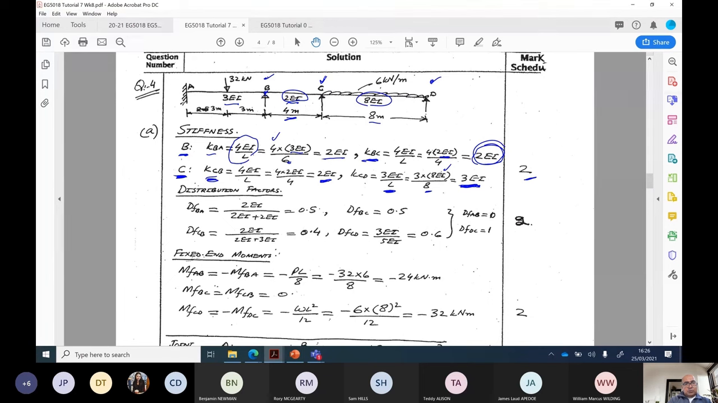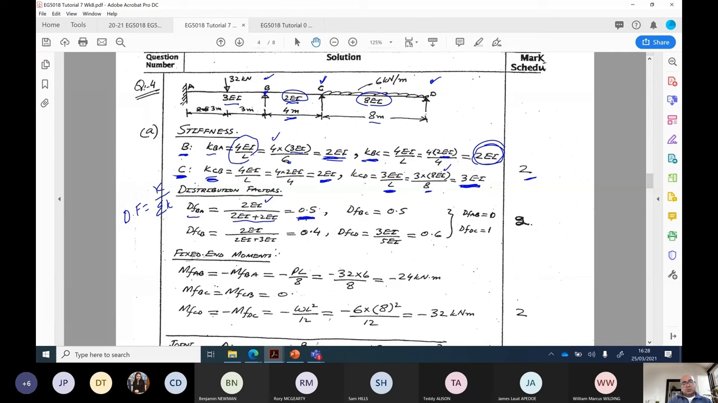And then we go to member CB and CD. So whatever members are connected with these two joints, we will find out distribution factors for them. The formula for distribution factor is K of a particular member over summation of K. For BA, I have its K as 2EI and the sum of stiffnesses which are entering into this joint. So I have K, BA and BC. BA is 2EI, BC is 2EI. So that's where these values will come from. And then if you sum it up, it's going to be 0.5.